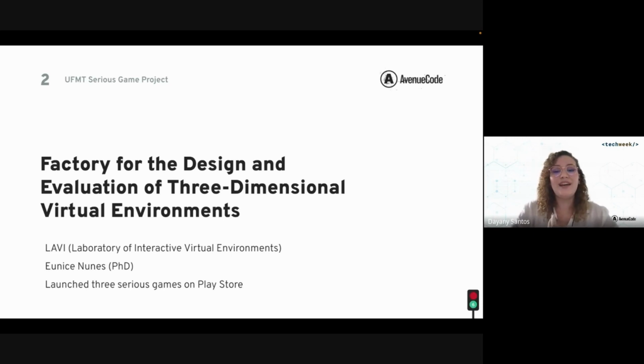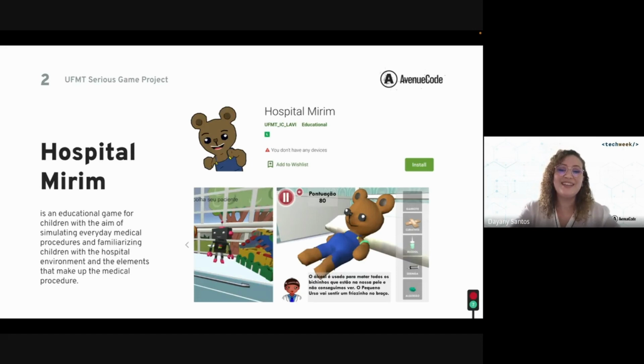And we had the opportunity to launch 3 games on the Play Store as the result of this amazing project. Talking about the games, this one is Hospital Meeting, and it is an educational game for children with the aim of simulating everyday medical procedures and to help children get used to the hospital environment and the elements that make up the medical procedure.